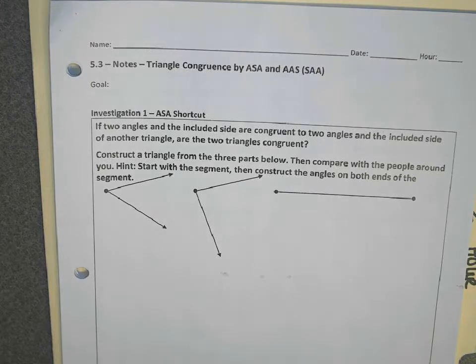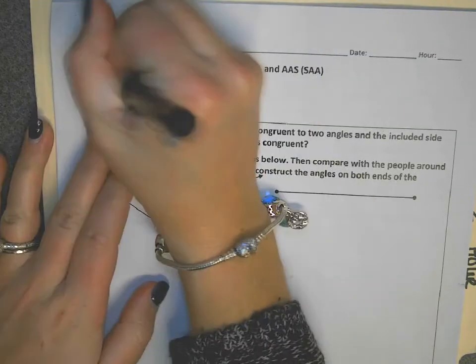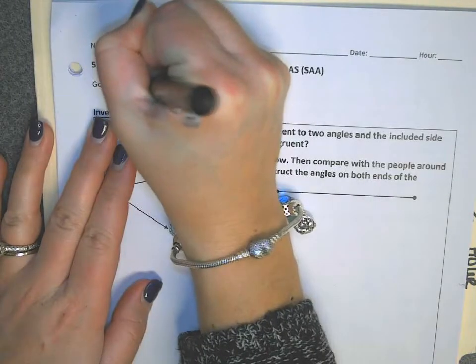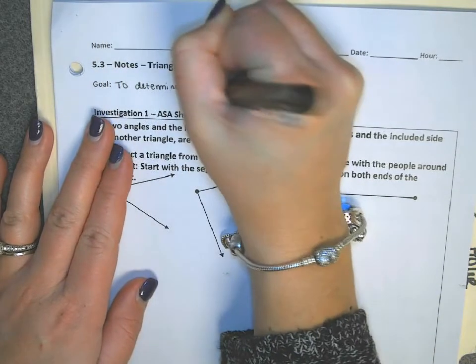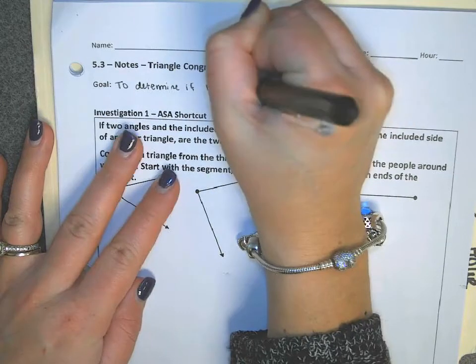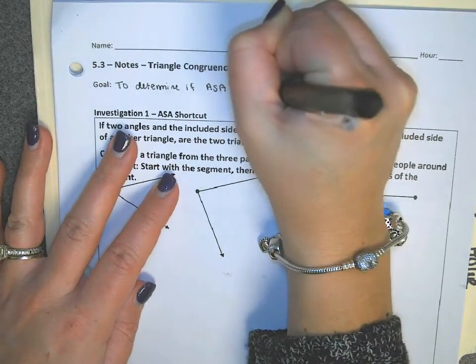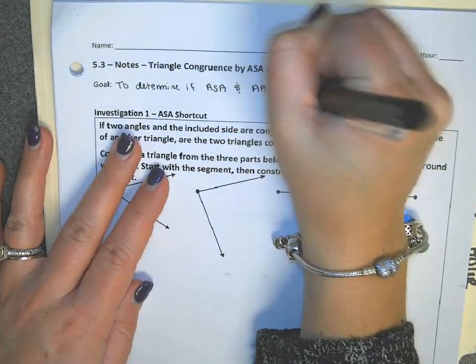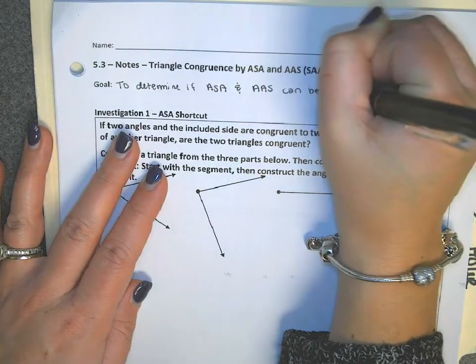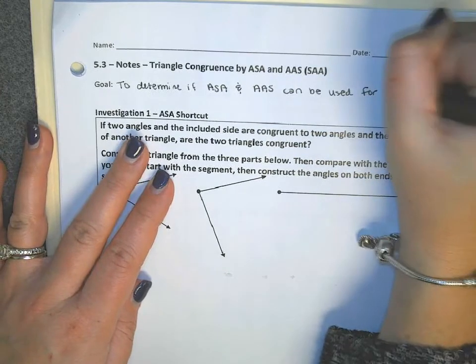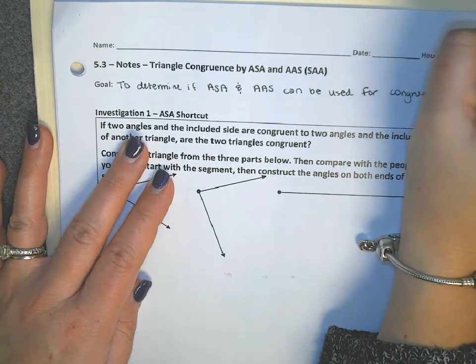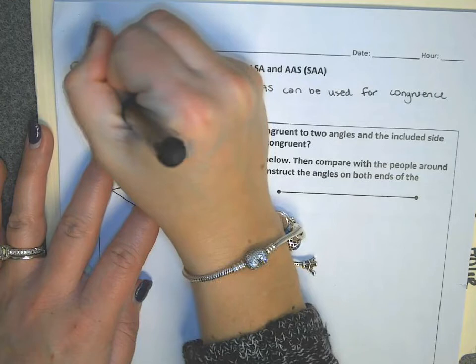5.3 notes. Today we're going to determine if angle, side, angle and angle, angle, side can be used for congruence shortcuts.